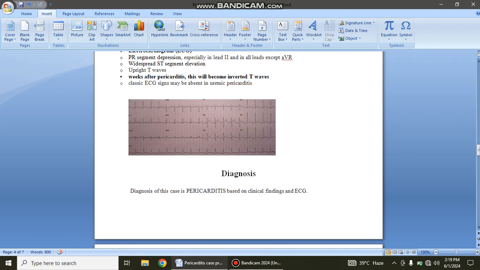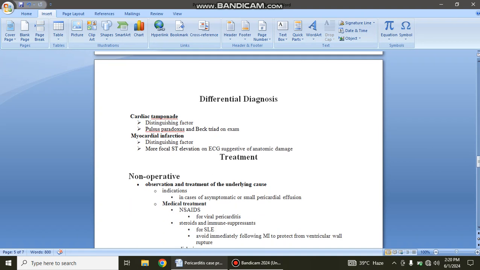Here is the ECG. Diagnosis. Diagnosis of this case is pericarditis based on clinical findings and ECG. Differential diagnosis. Number 1, cardiac tamponade. The distinguishing factor is pulsus paradoxus and Beck's triad on exam. Number 2, myocardial infarction. It is also a distinguishing factor: more focal ST elevation on ECG, suggestive of anatomic damage.